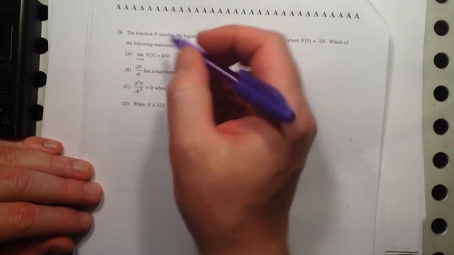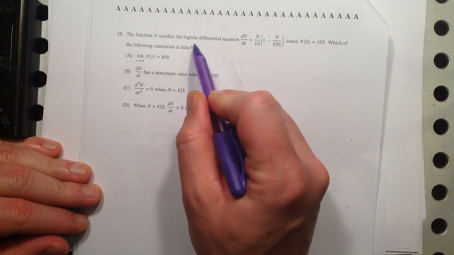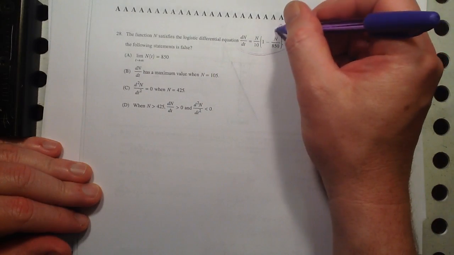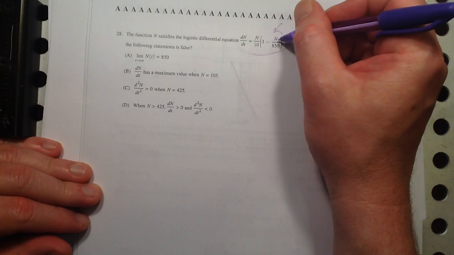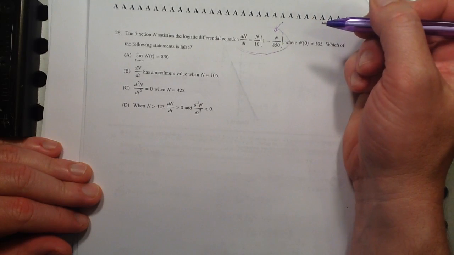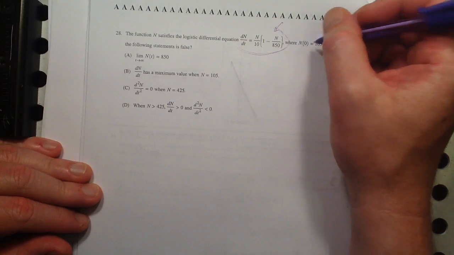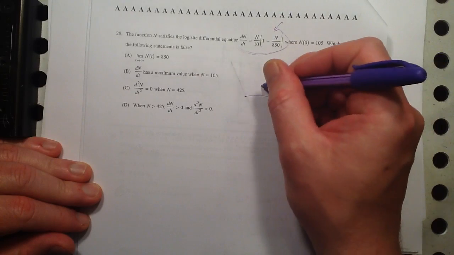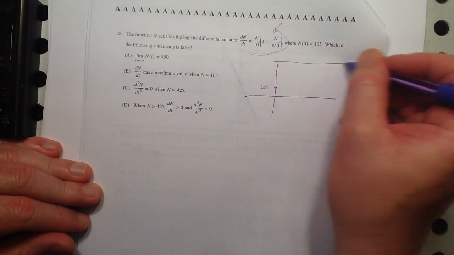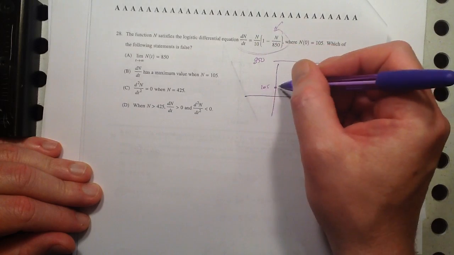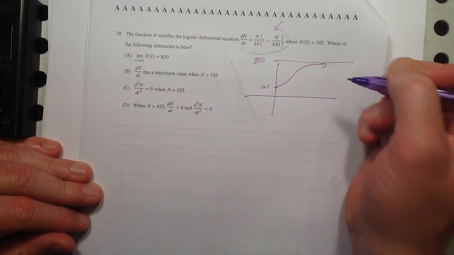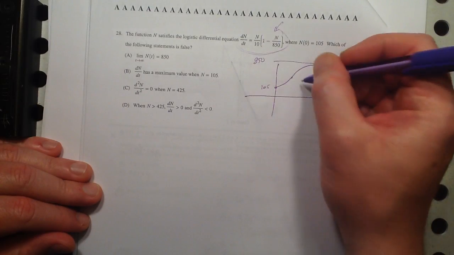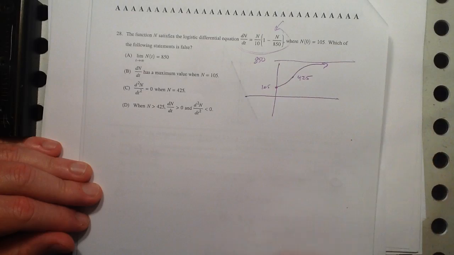Almost done. Function n satisfies the logistic differential equation here. Okay, so that means I have a carrying capacity. It looks like the carrying capacity is 850, and my starting value is 105. The carrying capacity is 850, so the curve is going to look something like that. The inflection point is halfway up, that's at 425.